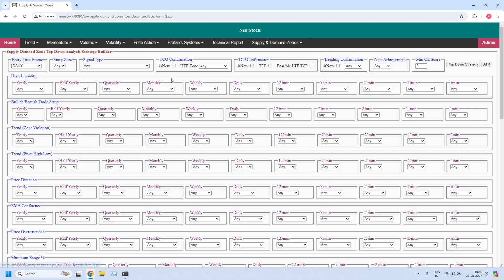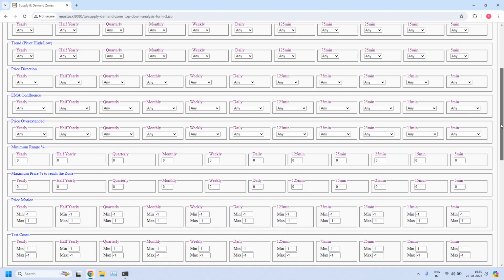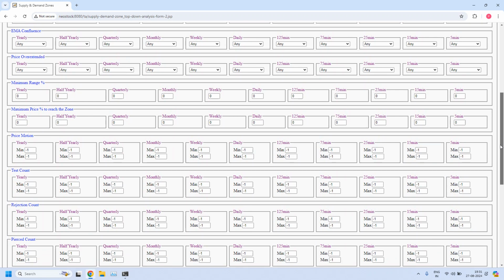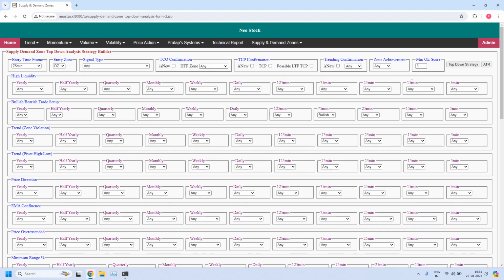Okay, the next one is a bullish trade setup for weekly income trade. So entry time frame is 75 minutes, entry zone is demand zone. In bullish or bearish trade setup, 75 minutes, I am selecting bullish. This 75 minutes demand zone should not be pierced. So in the pierced count at 75 minutes time frame, minimum value I am entering 0, maximum value entering 0. That means the zone is not pierced.